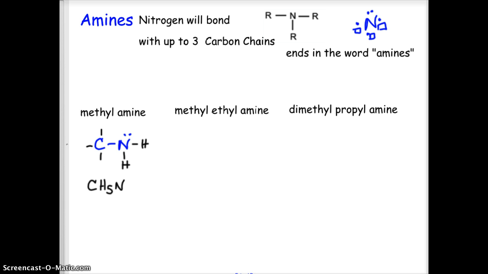You can have something like a methylethylamine. So in this structure here, here is my amine. On one side, I have a methyl group. On the other side, I have an ethyl group. And what would be coming off of here would be a hydrogen, and I just put that in there for counting purposes. This molecular formula would be C3H9N.